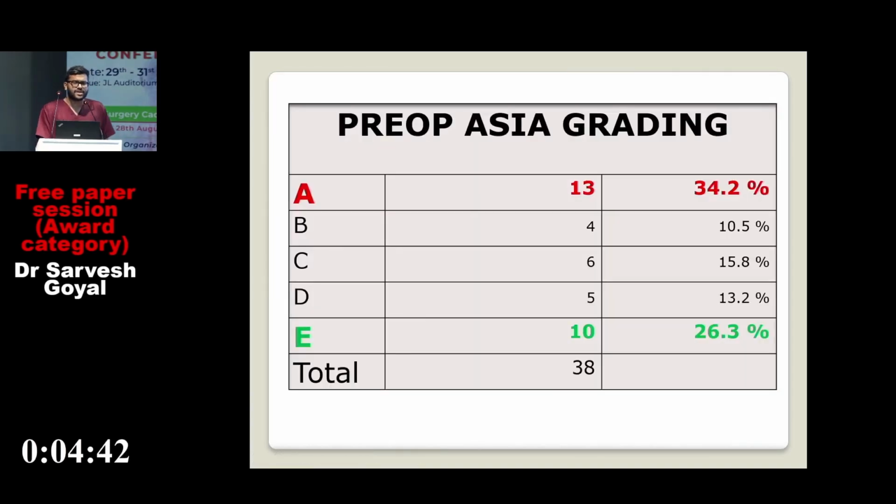For the preoperative ASIA grading of these patients, we took the worst ASIA grading of both the segments. 13 patients had ASIA grade A, that is 34.2%, followed by 10 patients who presented with ASIA E grade, that is 26.3%.